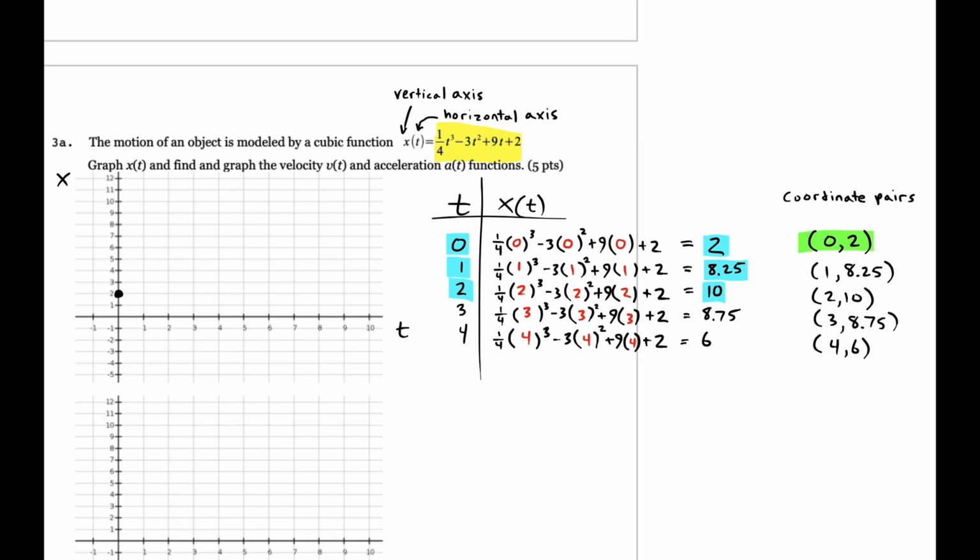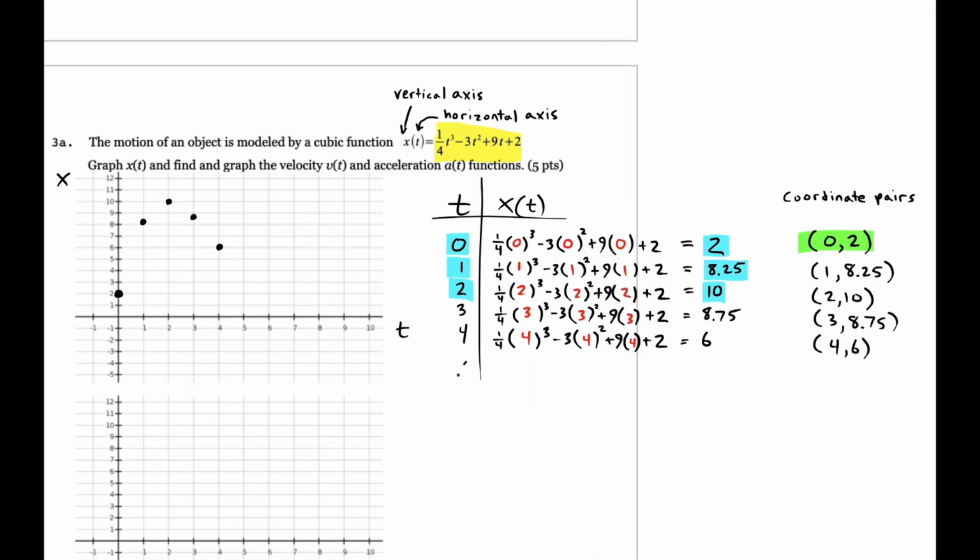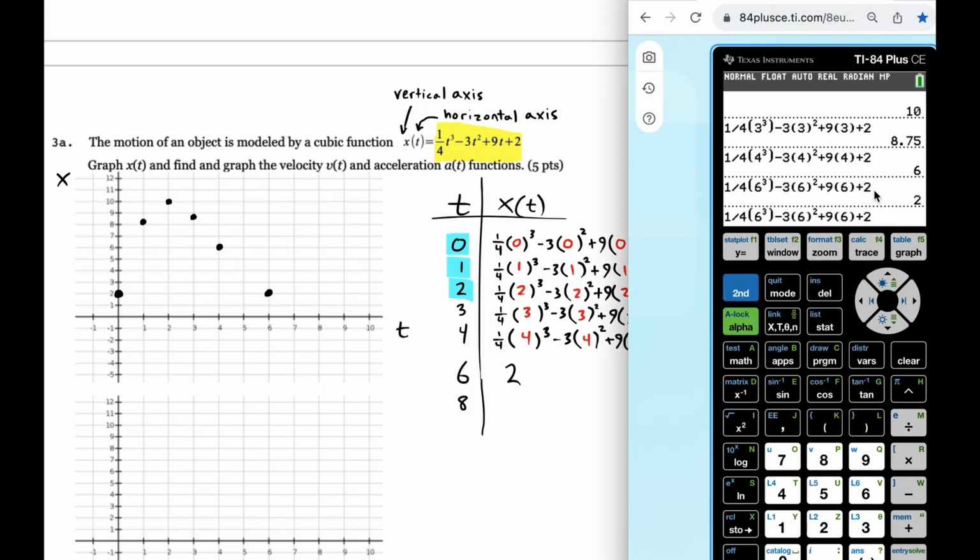Then we're going to have 1, 8.25, 2, 10, 3, 8.75, 4, 6. And then I'll just do a couple more here. Like, let's try an input of 6. I get 6 goes with 2. And let's try an input of 8. Eight goes with 10.